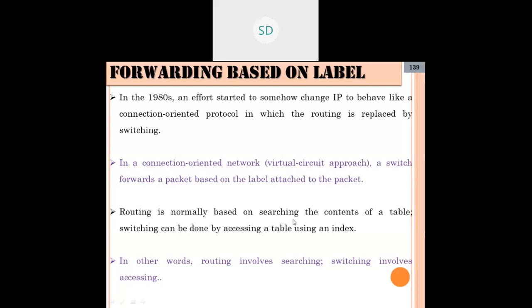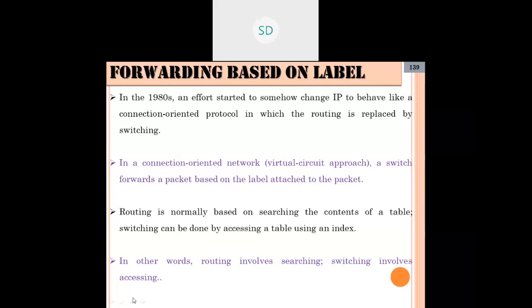Here, routing is normally based on searching the contents of a table, right? In routing, in the last concept, in the forwarding table, what we search is the table. Whereas switching can be done by accessing a table using an index. Each table in the switching will have an index, and that same index will be present in the packet also. So based on that index mapping, the transfer of the packet will be done. In other words, routing involves searching, switching involves accessing.